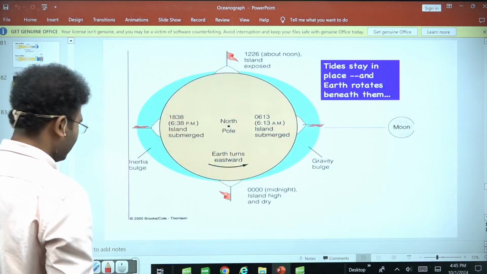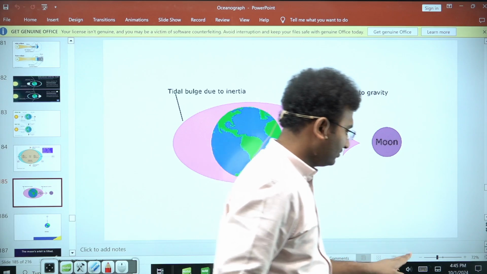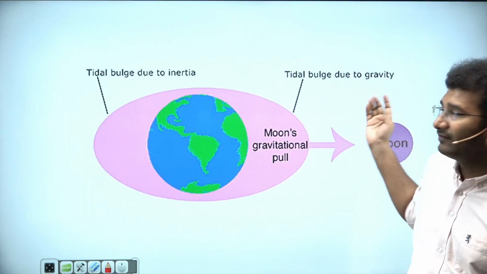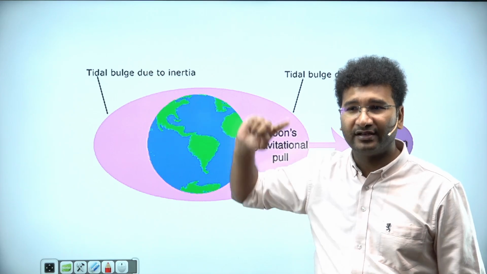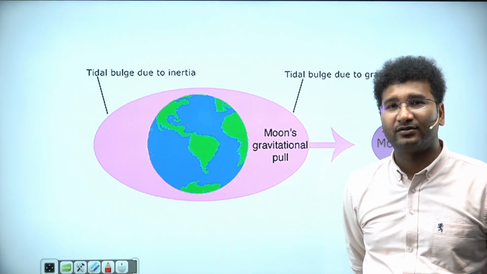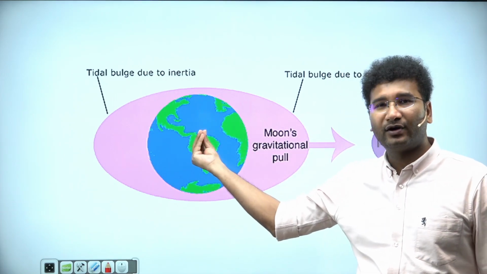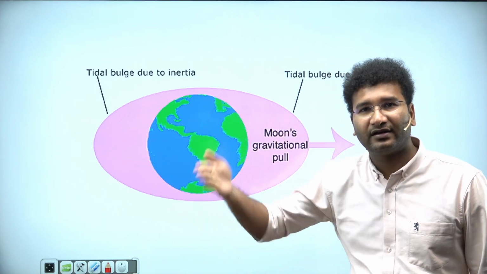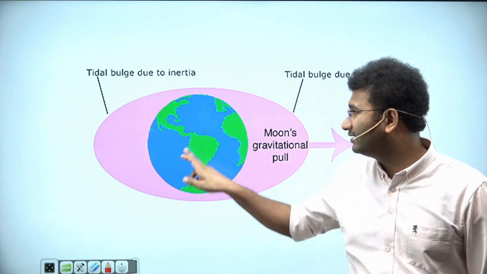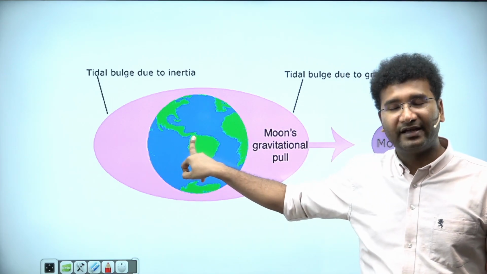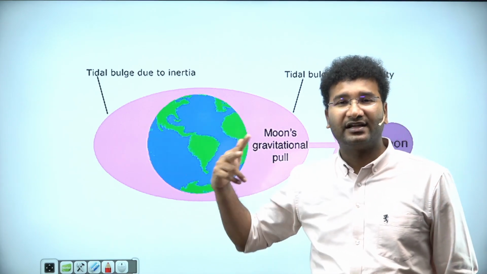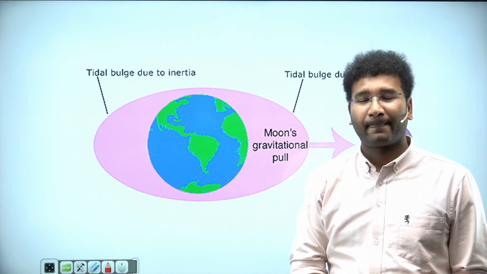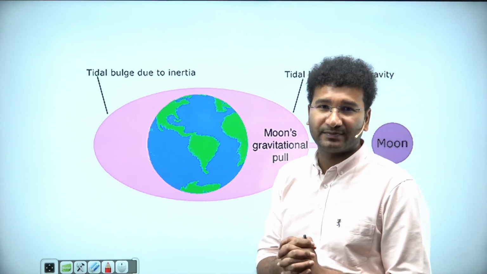See, this is how the moon pulls. On one side, you'll have the tidal bulge due to gravity, and this is the tidal bulge due to inertia, right? So this part of the earth, some water is moved towards this side and some water is moved towards this side. So the tide will be a little low. Okay? This is the place where you'll have a low tide. Likewise, the entire earth will see at least one high tide and one low tide in the entire day, right? So this is what you need to know with respect to oceanography.